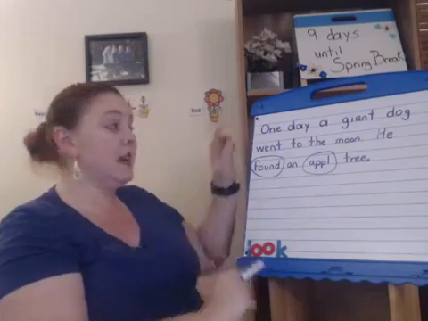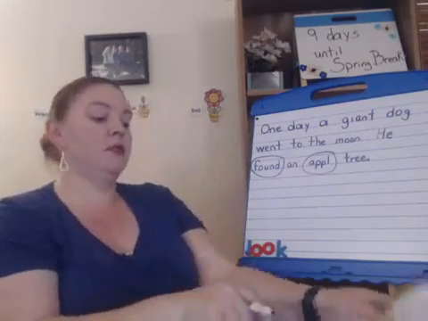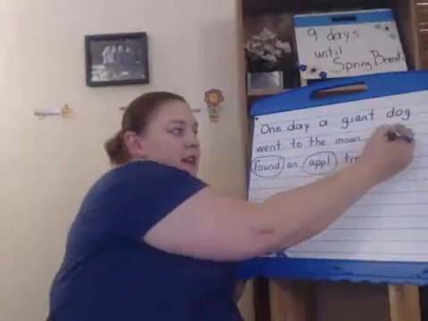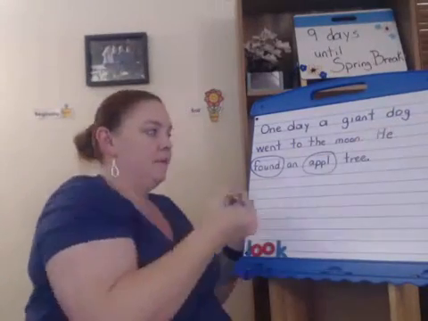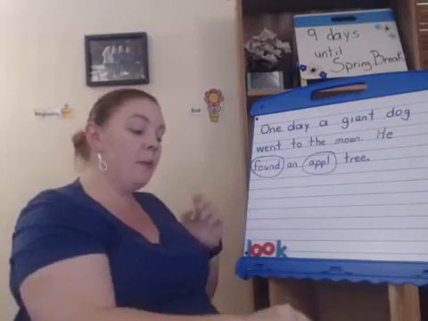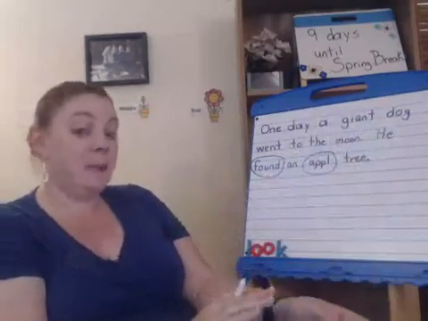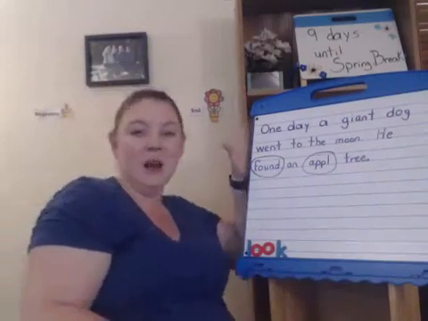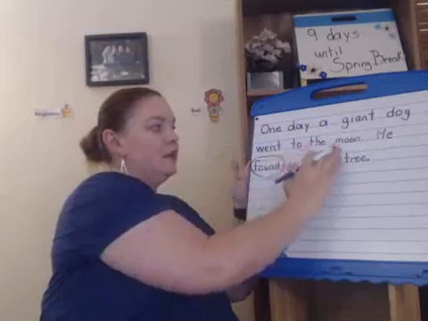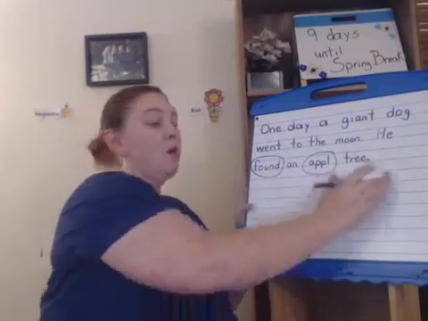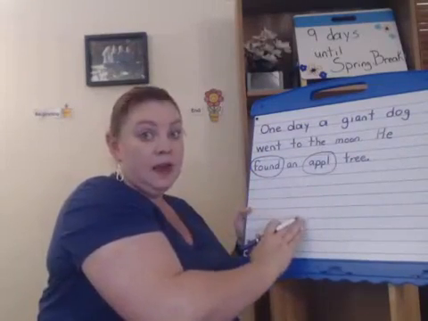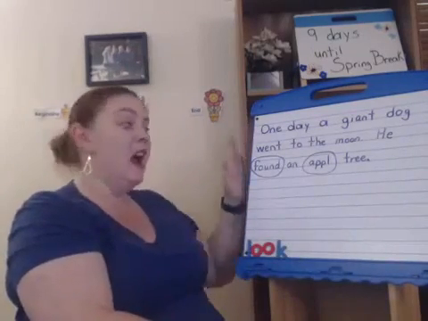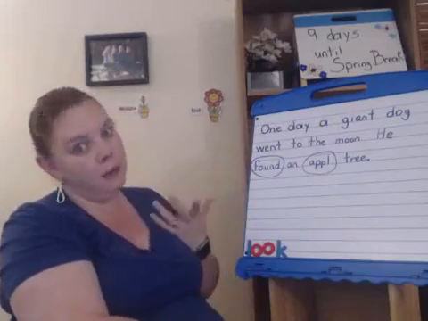So today, you need to have an opening sentence that talks about your character and where your story takes place. Then your next sentence, I said he found an apple tree. And then we know our problem is he ate a poisonous apple. So tomorrow, I'm going to add the problem into our story. This is kind of setting up our story. One day, a giant dog went to the moon. He found an apple tree. Tomorrow, I'm going to add the problem. And then on Wednesday, I'll add the solution and close out my story. Then on Thursday, I'll come and check my story. And then on Friday, we'll publish our story.